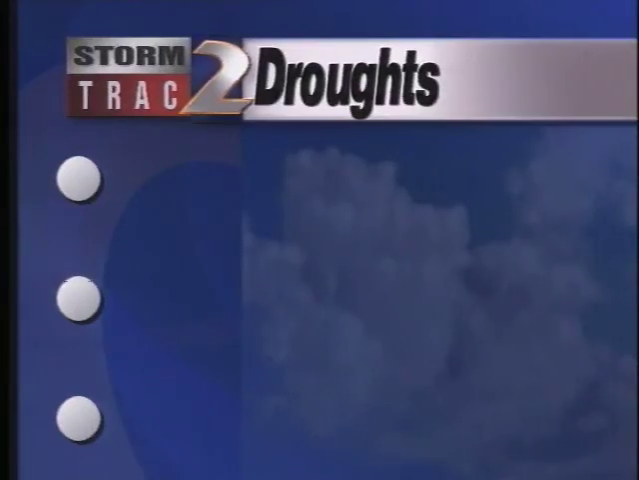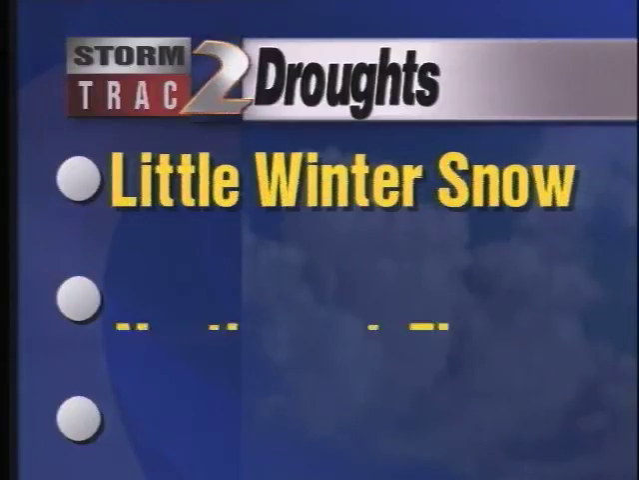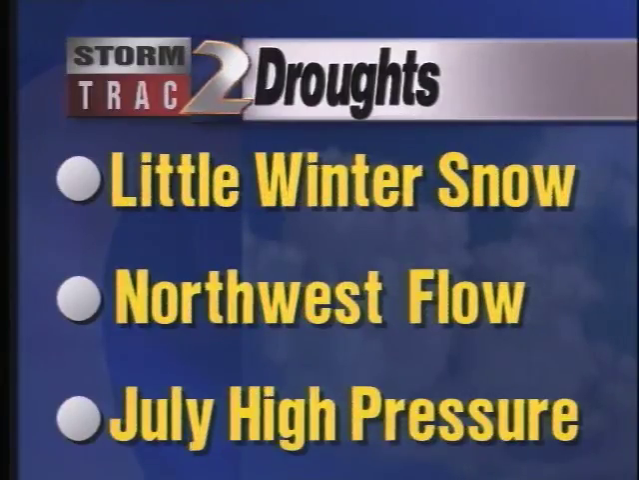Droughts often begin in late winter and early spring. The combination of little snow cover in the winter months, dry northwesterly flow in the upper atmosphere in the early spring, and persistent hot high pressure in July make for an unforgiving heat that cripples crops and parches our soils.